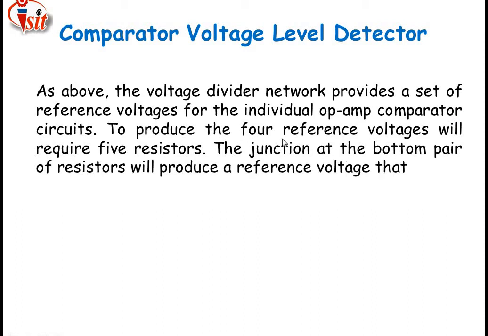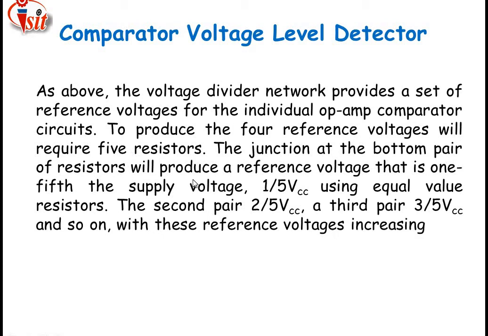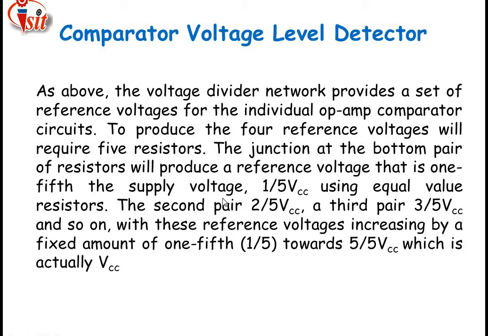To produce the 4 reference voltages will require 5 resistors. The junction at the bottom pair of resistors will produce a reference voltage that is 1/5 the supply voltage, 1/5 VCC, using equal value resistors. The second pair is 2/5 VCC, the third pair is 3/5 VCC, the fourth is 4/5, and the fifth is 5/5 VCC.